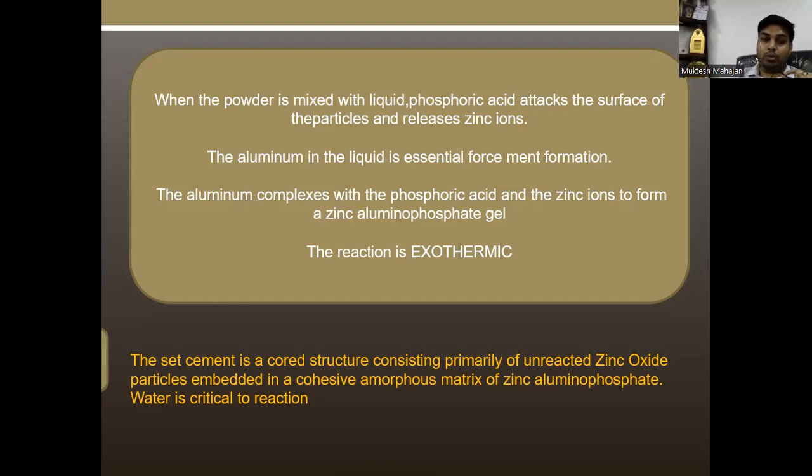The set cement is a core structure consisting primarily of unreacted zinc oxide particles embedded in a cohesive amorphous matrix of zinc aluminum phosphate. For this reaction, the water is critical to be present.